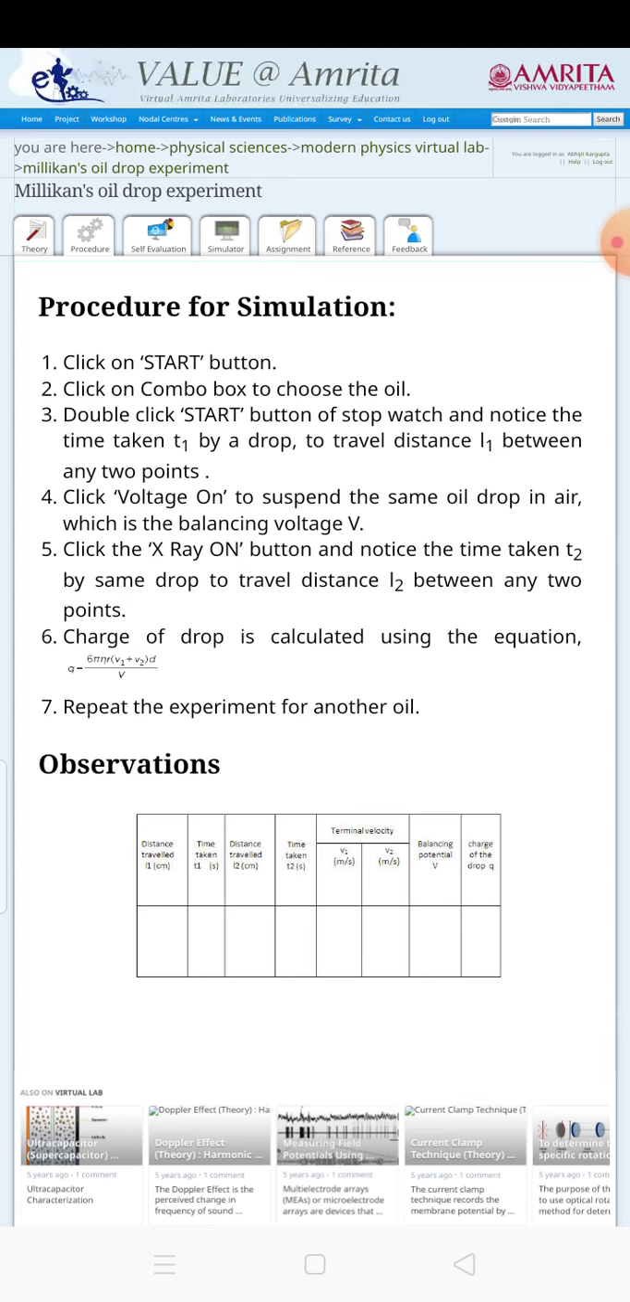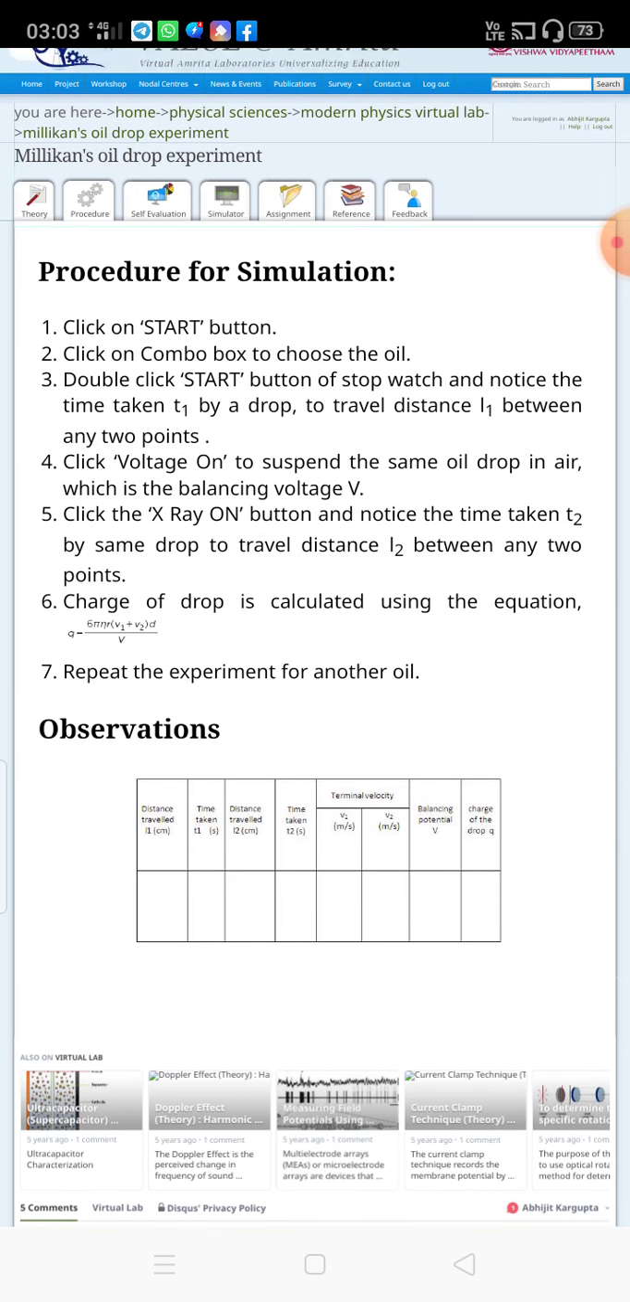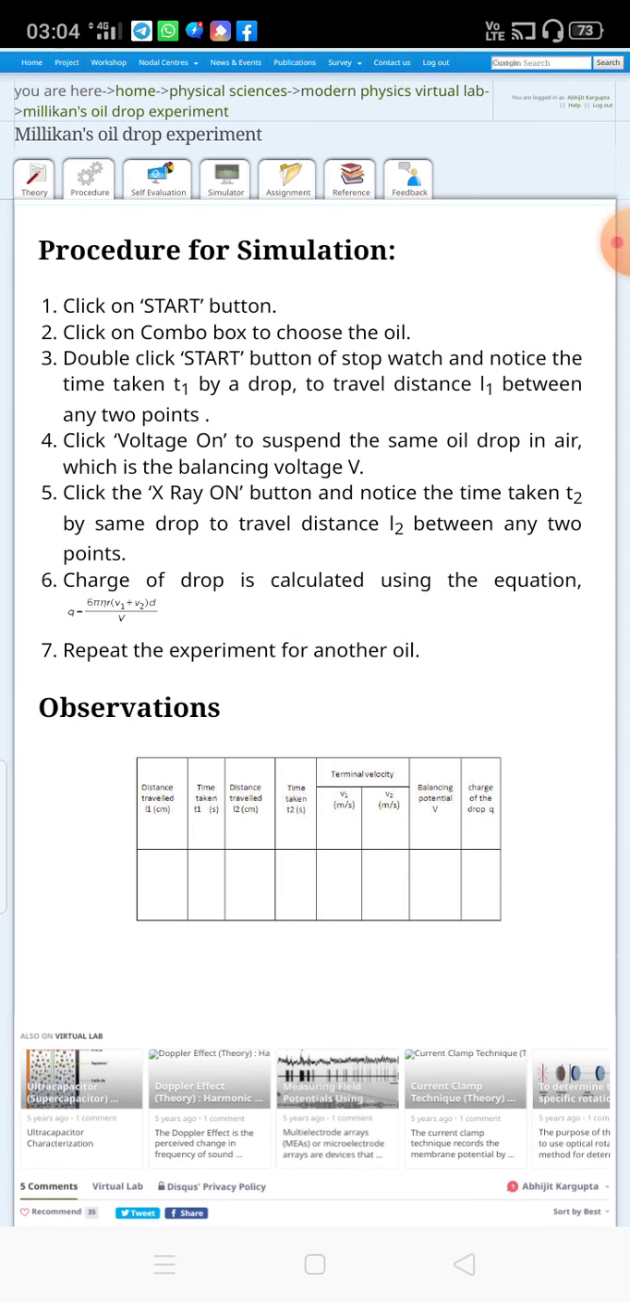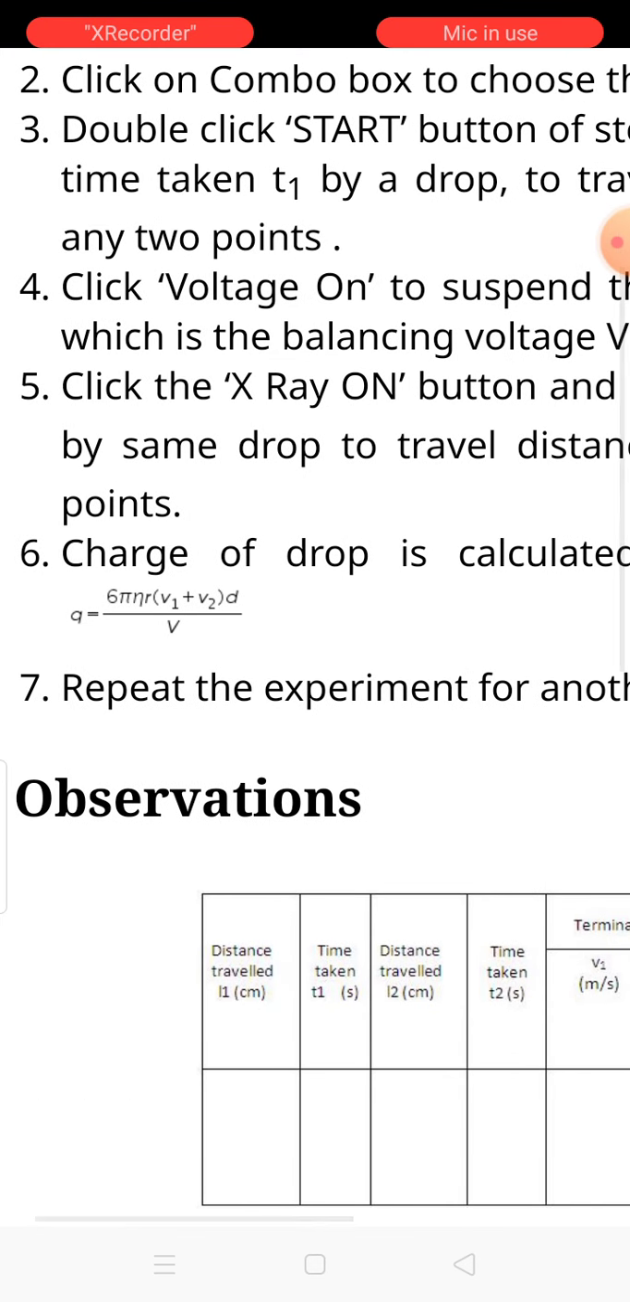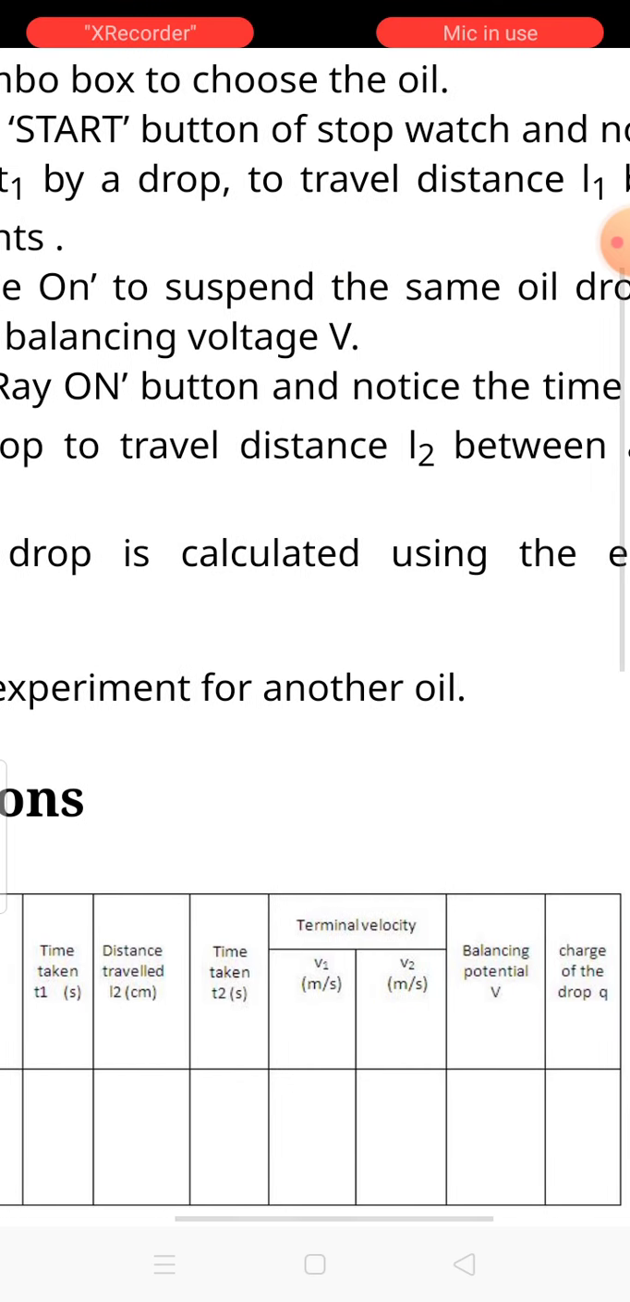Then click voltage on to suspend the same oil drop in air, which is the balancing voltage V. Click the X-ray on button and note the time T2 taken by the same drop to travel distance L2 between any 2 points, and the charge of the drop is calculated using the equation. Look over here: Q is 6 pi eta r (V1 plus V2) into d by V. Repeat the experiment with another oil.